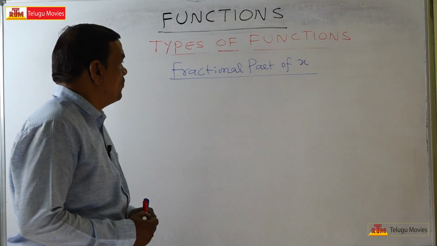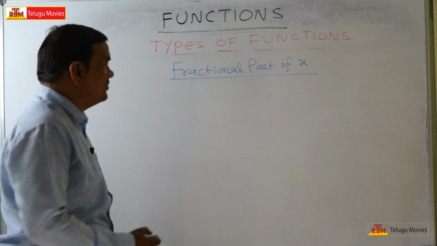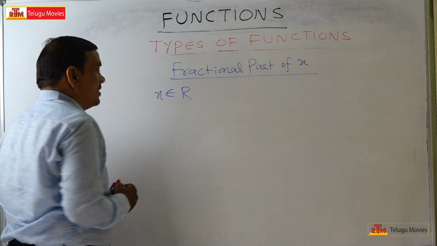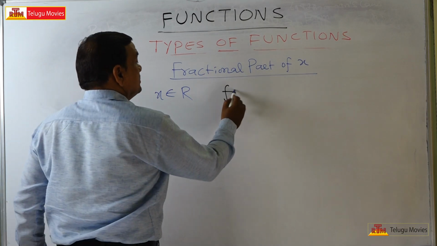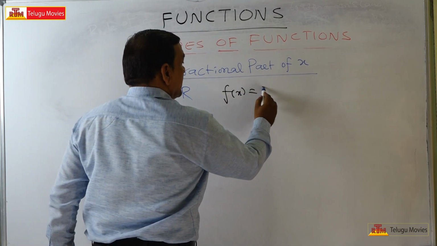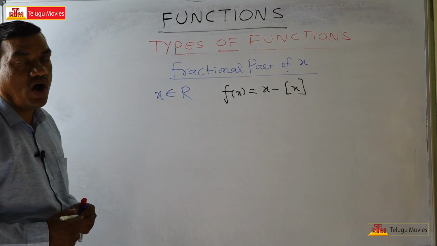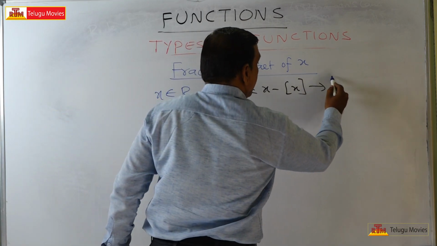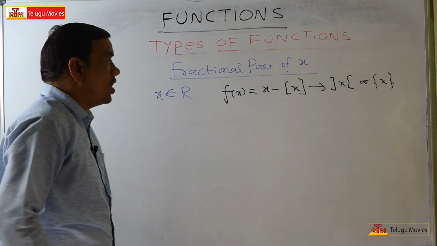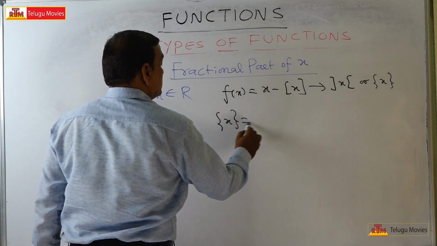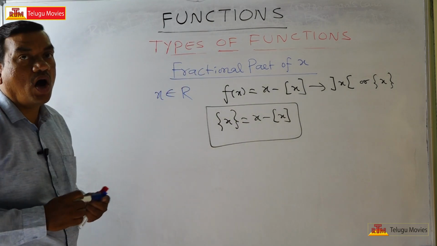Dear students, what is the fractional part of x? This is the fractional part function also we can take. What is the definition of this? If x is any real number, the fractional part of x is denoted as x minus step x, that is, x minus floor x. It is denoted as curly bracket x. So on the whole, curly bracket x is equal to x minus step x. This is called the fractional part function.